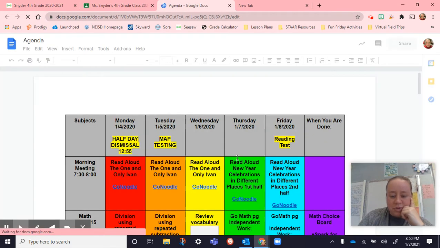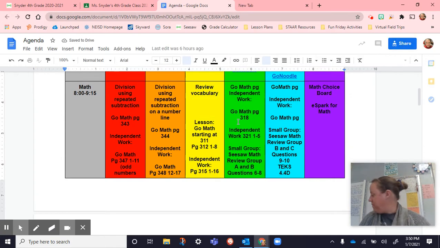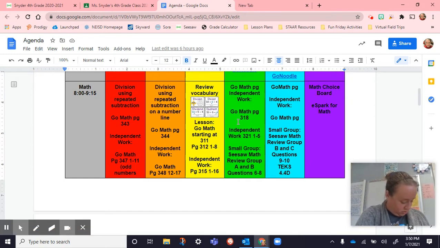So we're in the green box here. And for our math, we worked in 321. So on page, or actually 318 is where we started. 321 was the independent. So in 318, let me share this here.